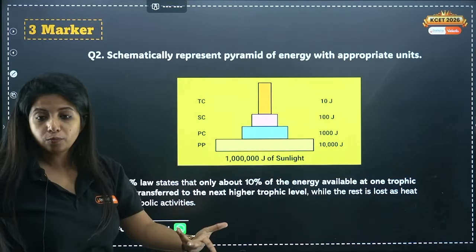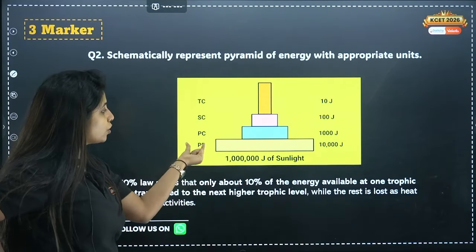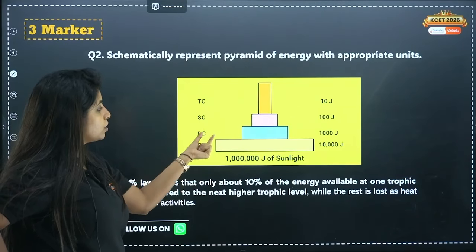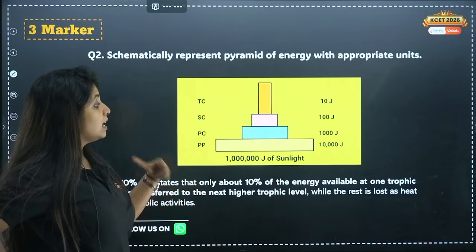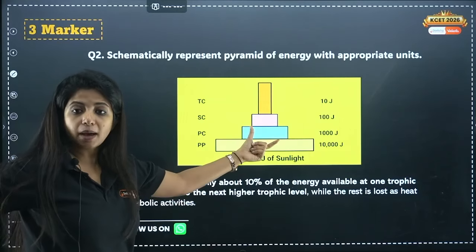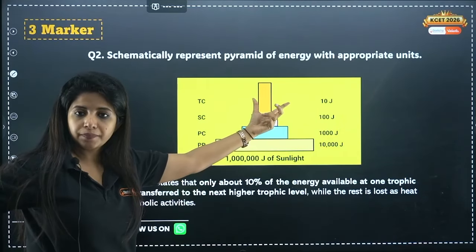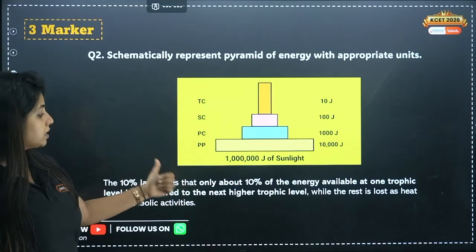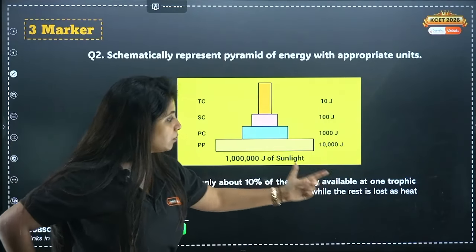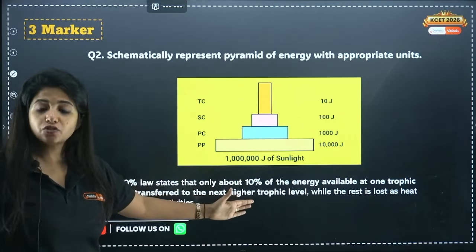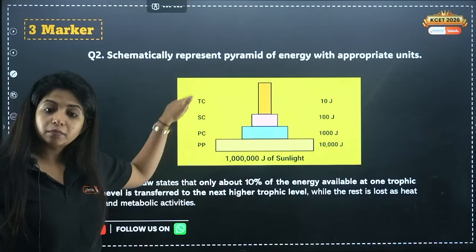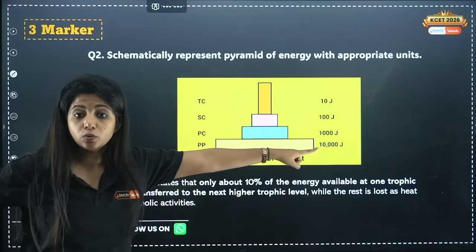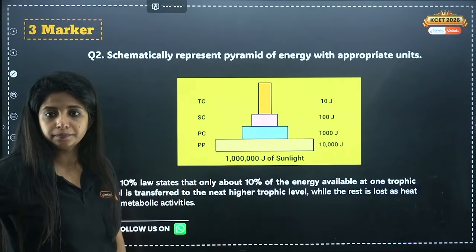So you have to make your own pyramid. You mention trophic level 1, trophic level 2, trophic level 3, and mention primary producer, primary consumer, secondary consumer. Name the organism: plant, rabbit, tiger, and vulture. And then explain all of this. The 10% law, talk about that. It says that only 10% of energy available at one trophic level is transferred to the next trophic level. So talk about that, make this diagram, then only you will get 3 marks, and mention the trophic levels along with the units over here. The energy has to be mentioned.